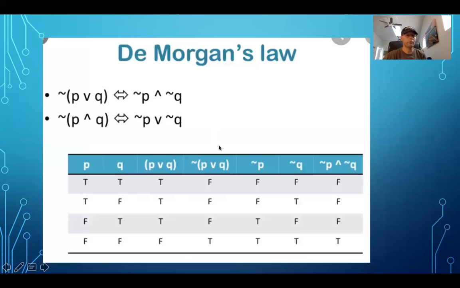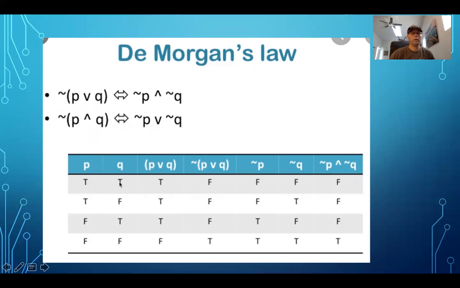So here is a truth table proving that De Morgan's law is true in the instance of negating an or statement. So not P or Q, we're going to show in this that it is the same thing as not P and not Q. So let's walk through it. We'll just say that P and Q are the two statements. Could be anything, but they have to be statements.